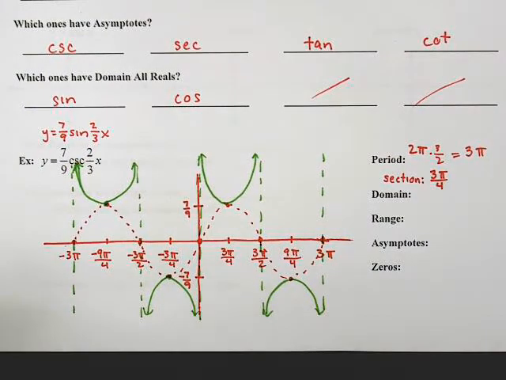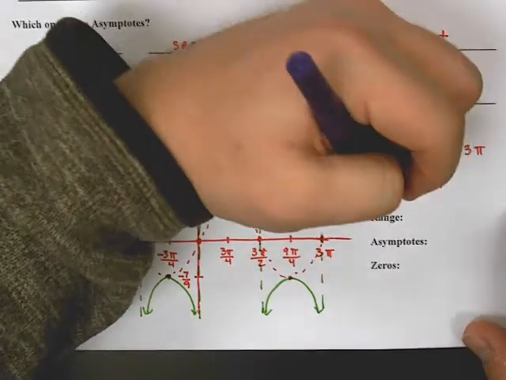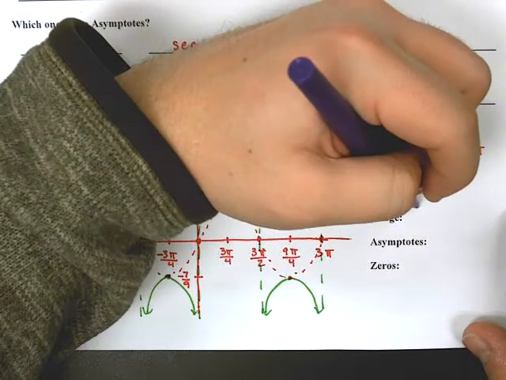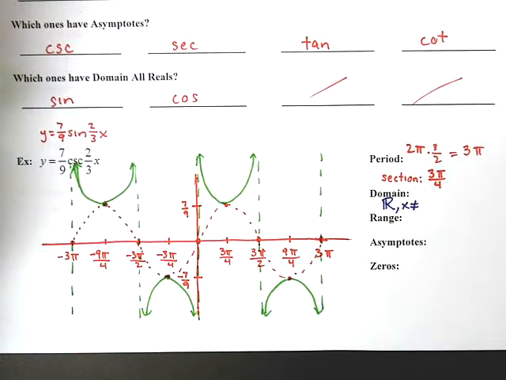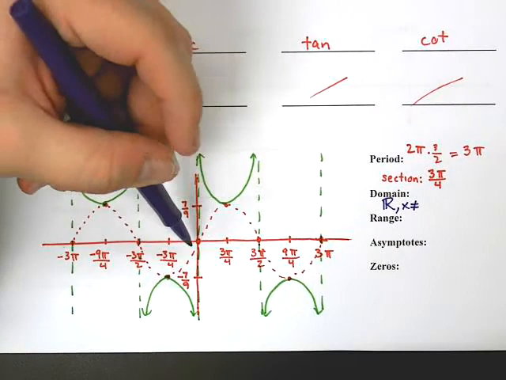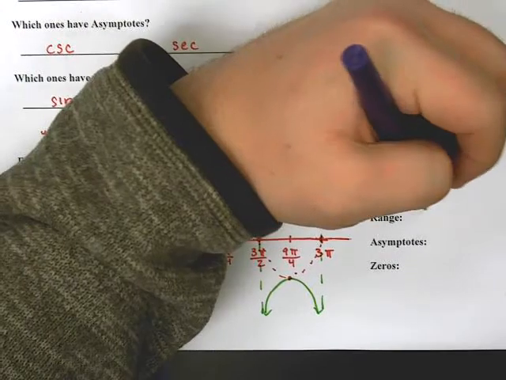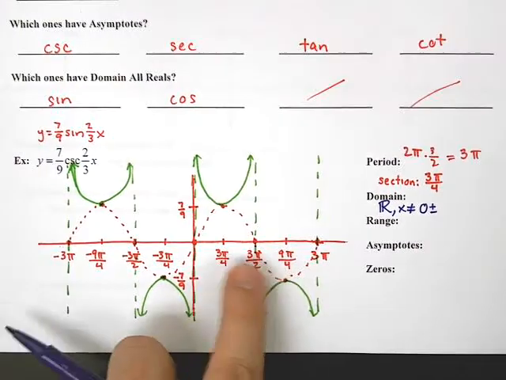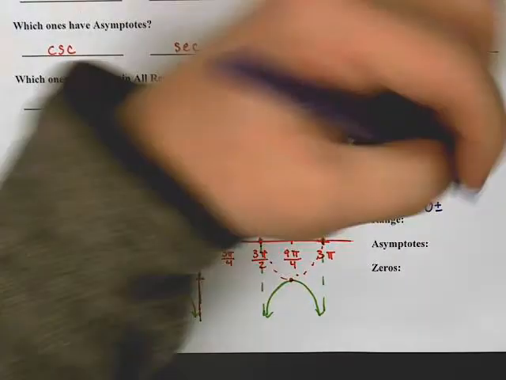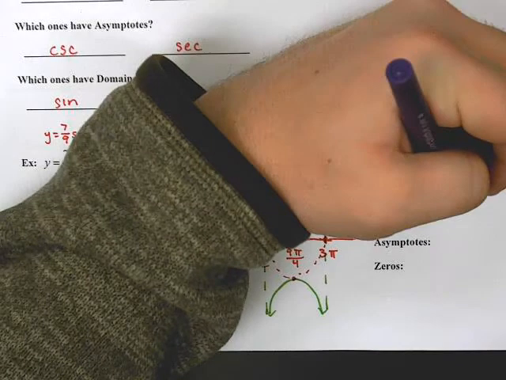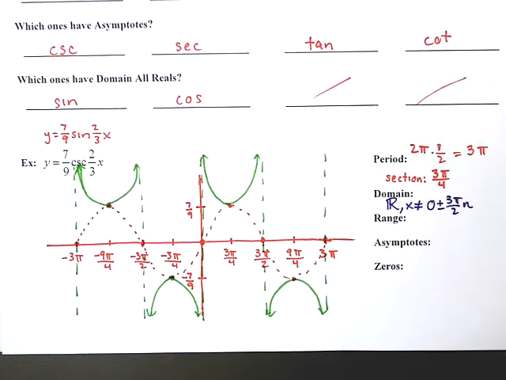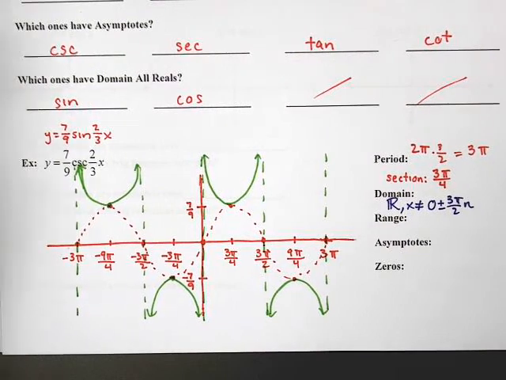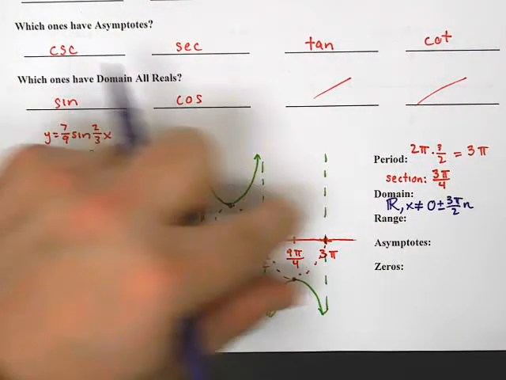Last thing we need to do is start to answer some of these questions. So domain. Domain, we say, is going to be all real numbers, but we know that it can't be anywhere where there's asymptotes. So I look, my first asymptote that I drew was at 0, so I'm going to say 0, plus or minus, and then it looks like 2 sections, right? And 2 sections is 3 pi over 2. So that's going to be my rule: 3 pi over 2, and remember that n. For range, we know that it's not where the sine curve is, right?